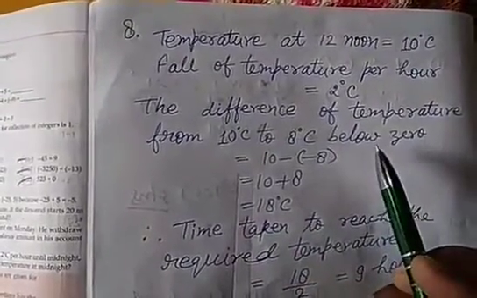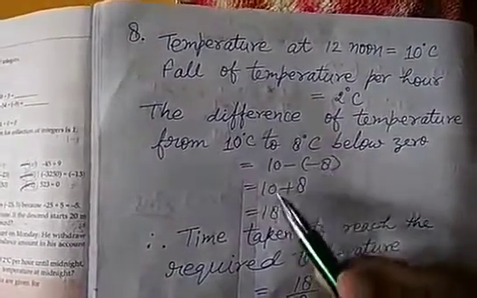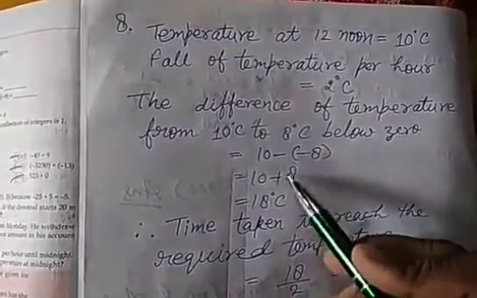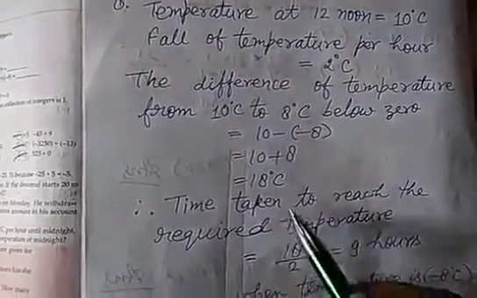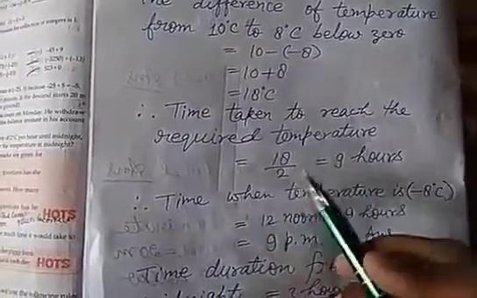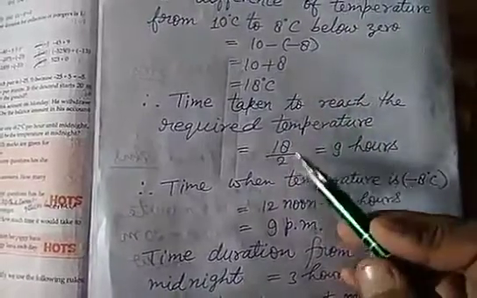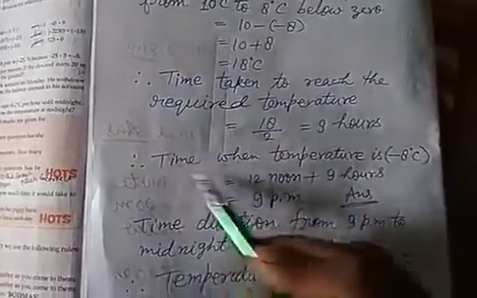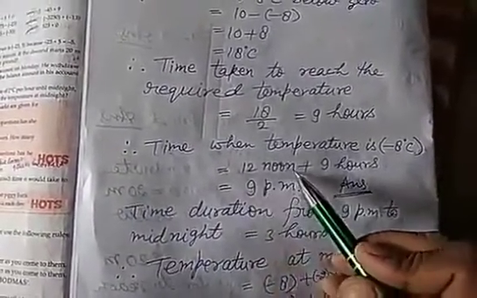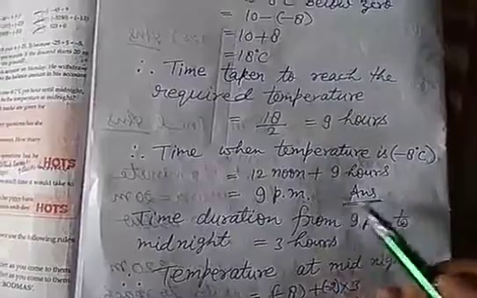As you know, the sign of temperature below 0 degrees is taken as negative, so it is equal to 10 plus 8. As you know, minus into minus gives plus. 10 plus 8 is equal to 18 degrees Celsius. So time taken to reach the required temperature is equal to 18 by 2. This fall of temperature. 18 by 2 gives 9 hours. So the time when temperature is minus 8 degrees centigrade is equal to 12 noon plus 9 hours, which is equal to 9 p.m. This is the answer.